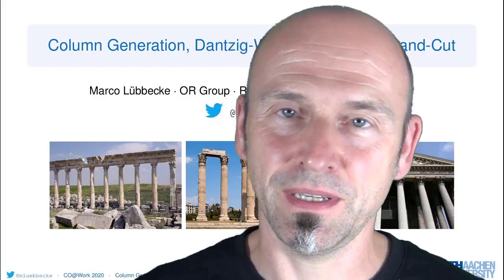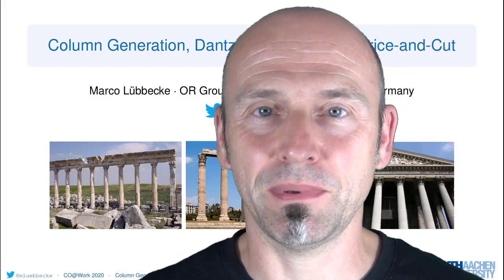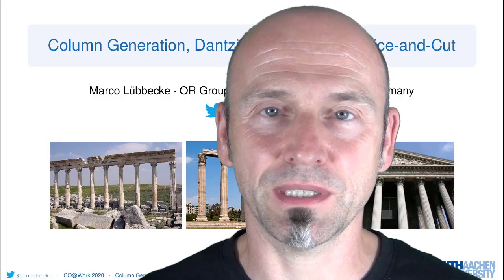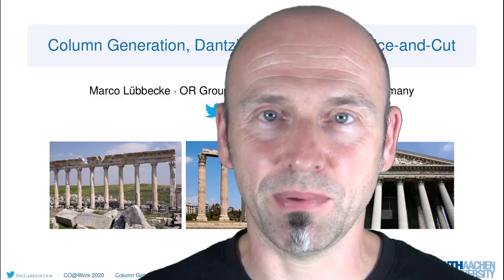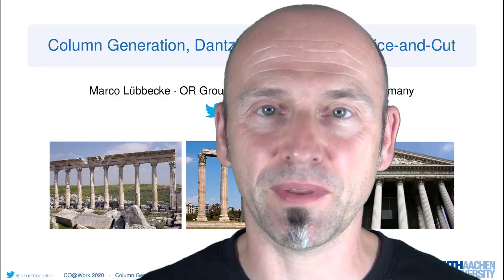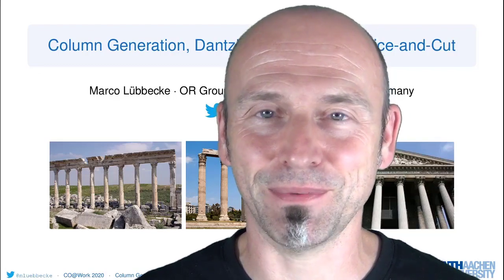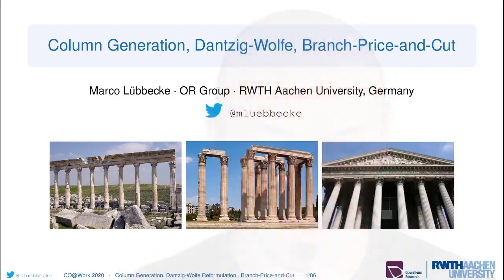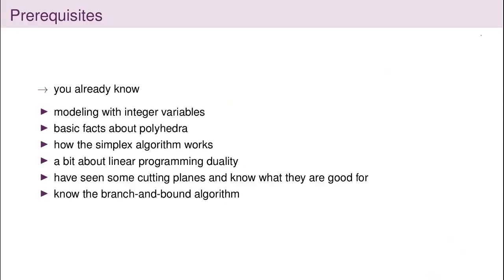Welcome to CO@Work 2020. Behind me you can see the topics we will cover, which are column generation, Dantzig-Wolfe reformulation and branch and price, and we have roughly an hour for that. We can never cover these three topics in an hour, so let's try. Here's what I assume you to be familiar with, and I'm sure you are because you have seen the courses so far this week.